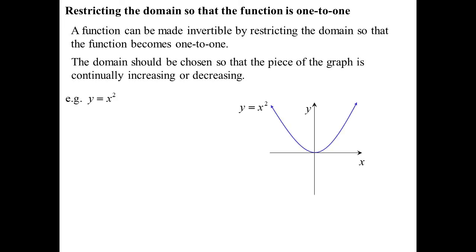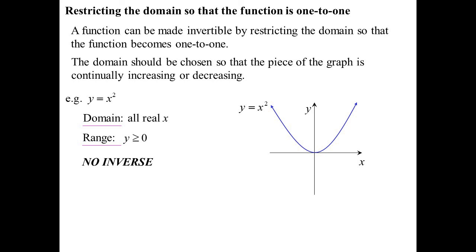So let's have a look at the parabola y equals x squared. Now it fails the horizontal line test, so we know it's not going to have an inverse function. The domain at this stage is all real x. The range is y greater than or equal to 0. But as I say, no inverse because it fails that horizontal line test.